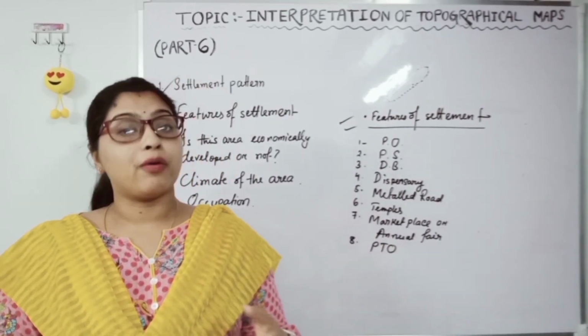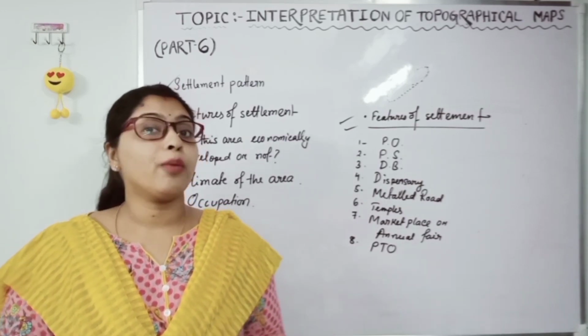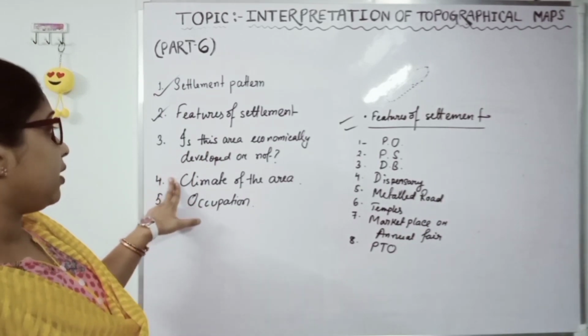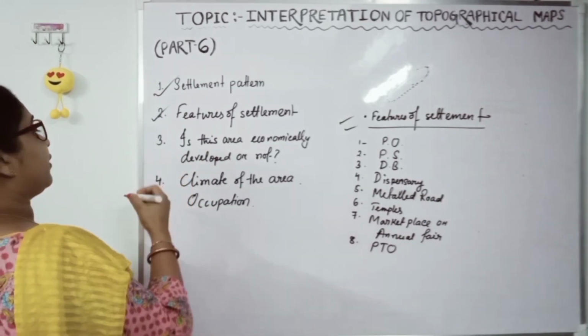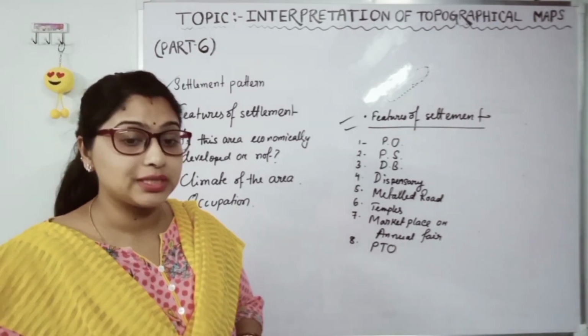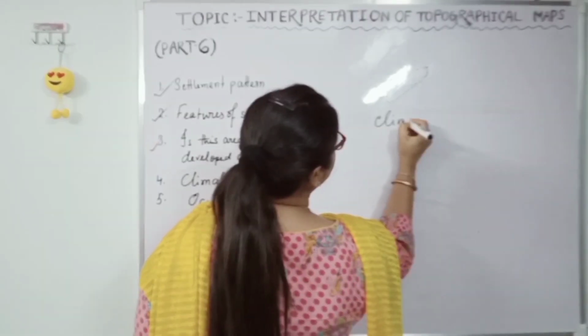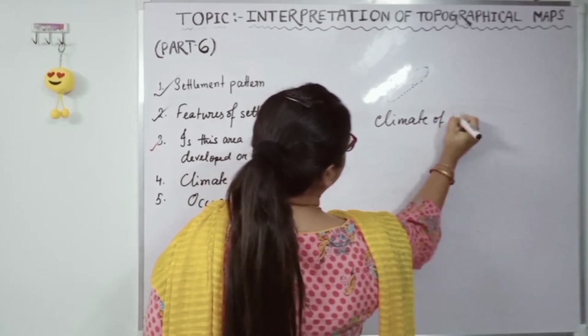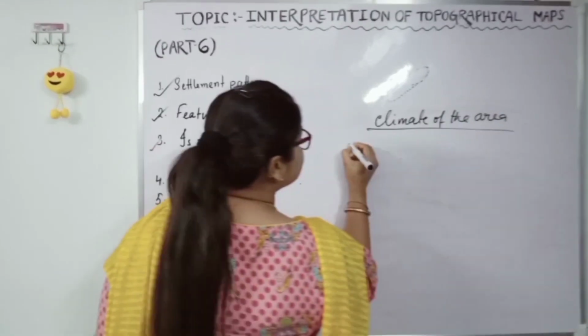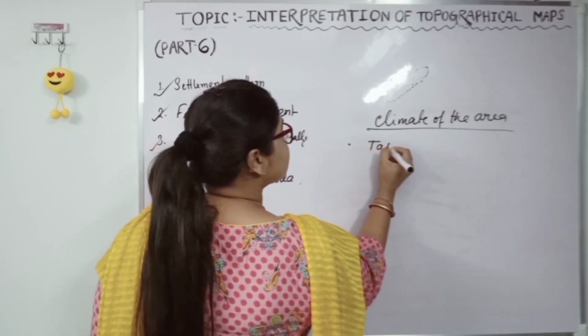For that, obviously in your exam a part of the topo sheet will be given to you. Now I have already discussed these three. Now number 4 we are going to discuss, that is the climate of the area. First we will see these features.